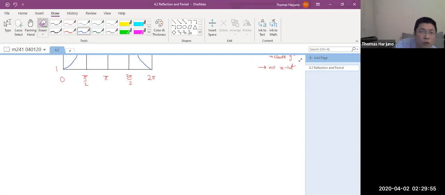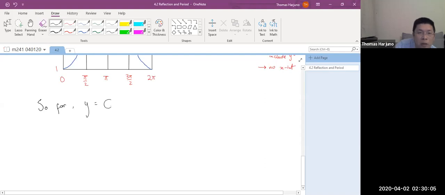What happens if... so far we have the following situation. So far we have y equals some number, let me call that c, plus some coefficient for sine or cosine of x. That's what we have so far. Now this c here is the center.